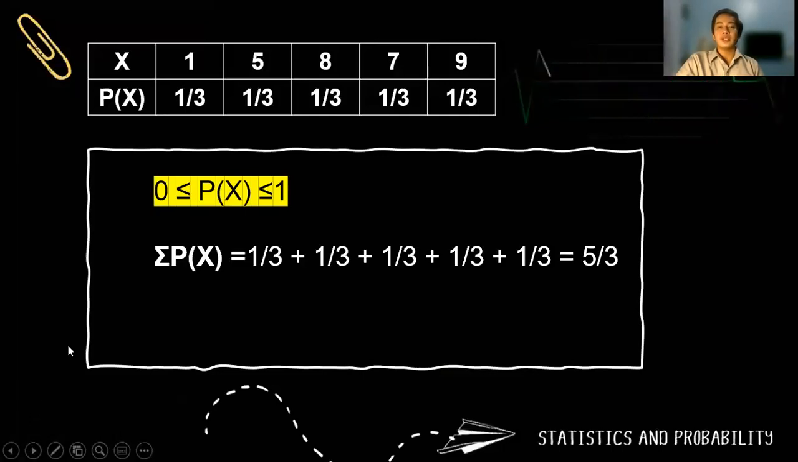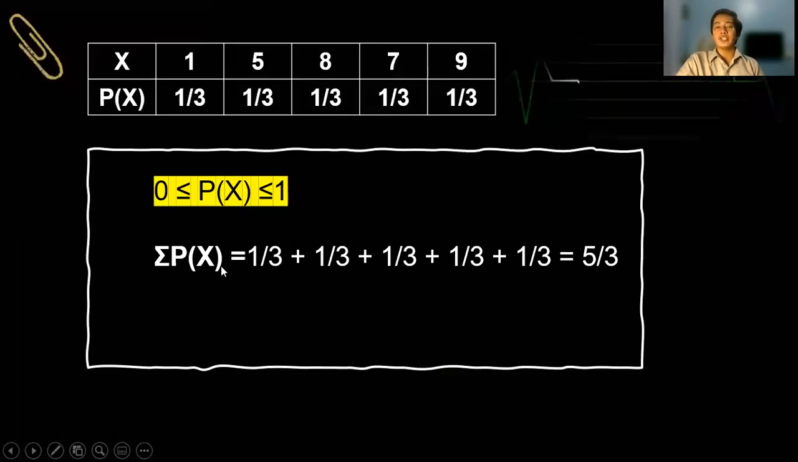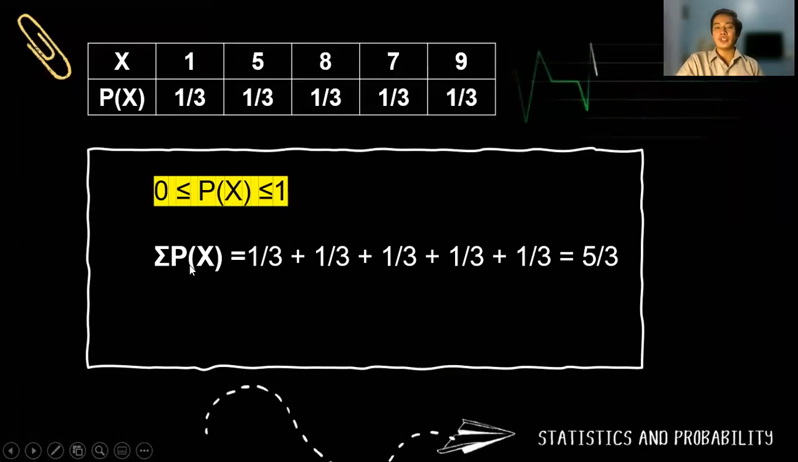But notice the second property. When we add all the probabilities, or the summation of the probability of the random variable x, then we have 1/3 plus 1/3 plus 1/3 plus 1/3 plus 1/3. So there are five 1/3 that we add. Therefore, the answer is 5/3.